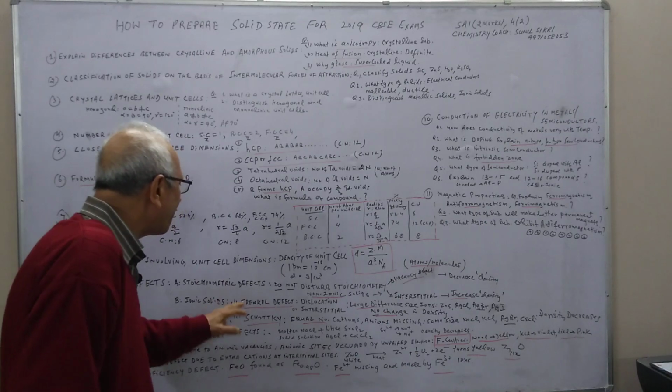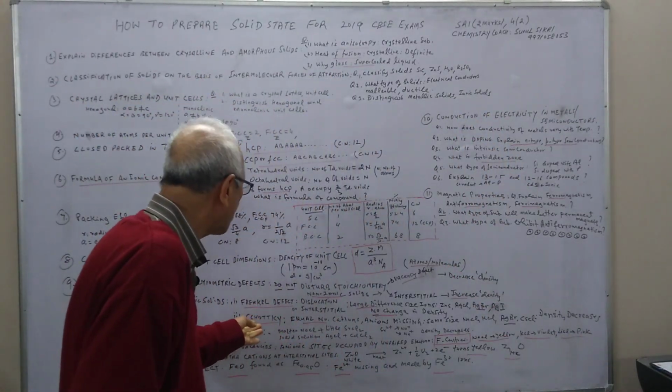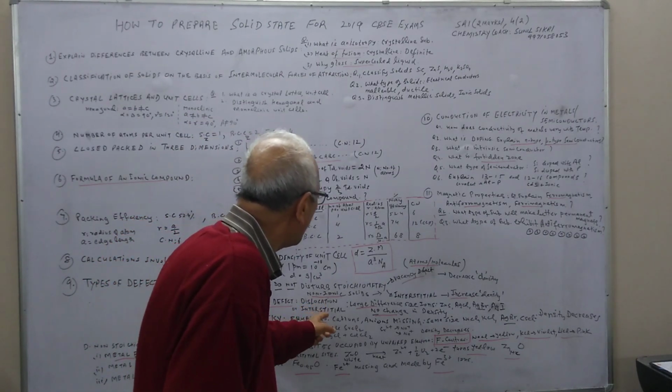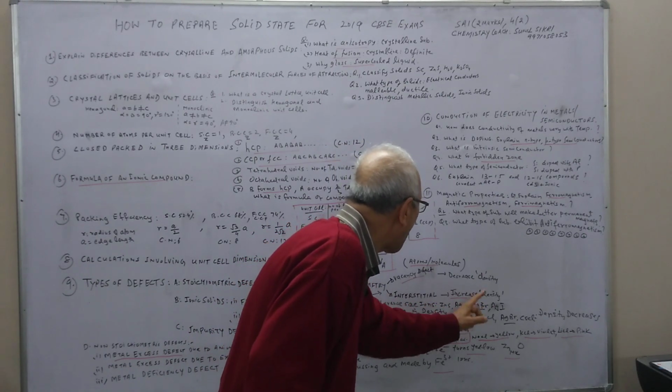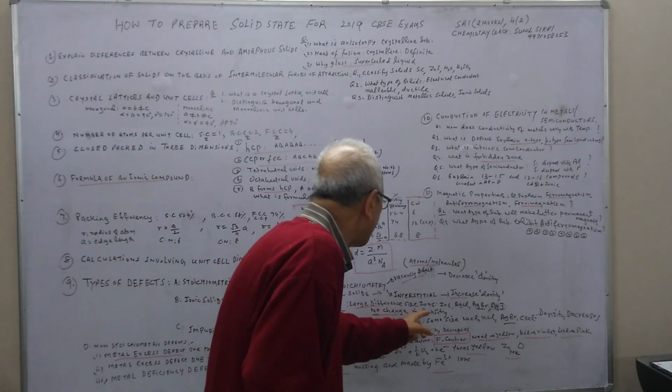For ionic solids, Frenkel and Schottky defects are very important. Usually they are asking questions on this. You already know in Frenkel, the defect is also called dislocation or interstitial, and there is a large difference in size of the ions, as you can see, AgBr, AgI, AgCl, and this defect does not change the density.